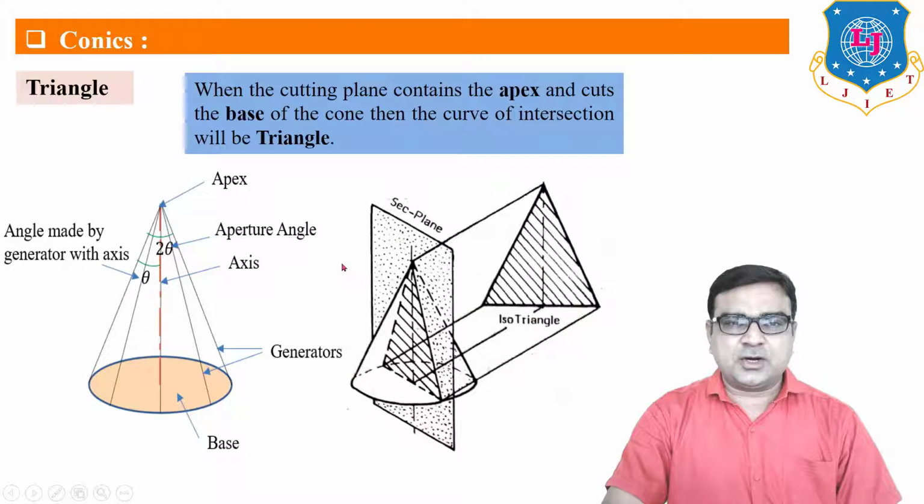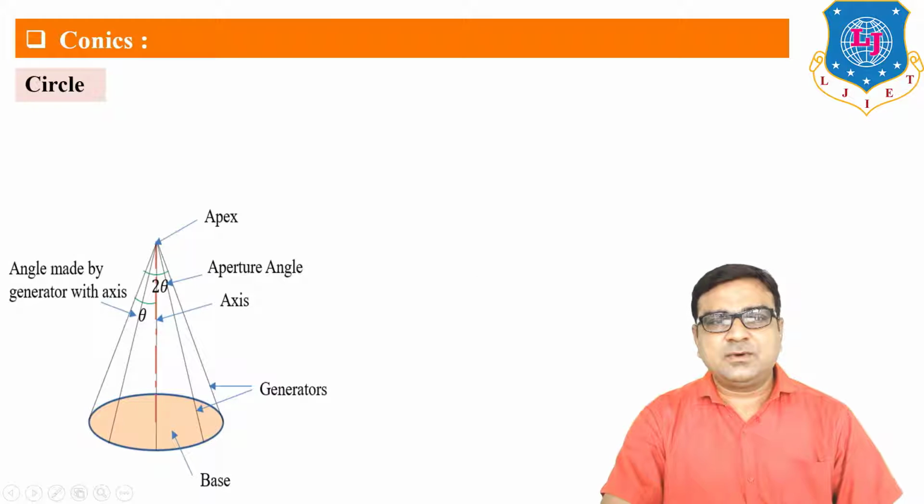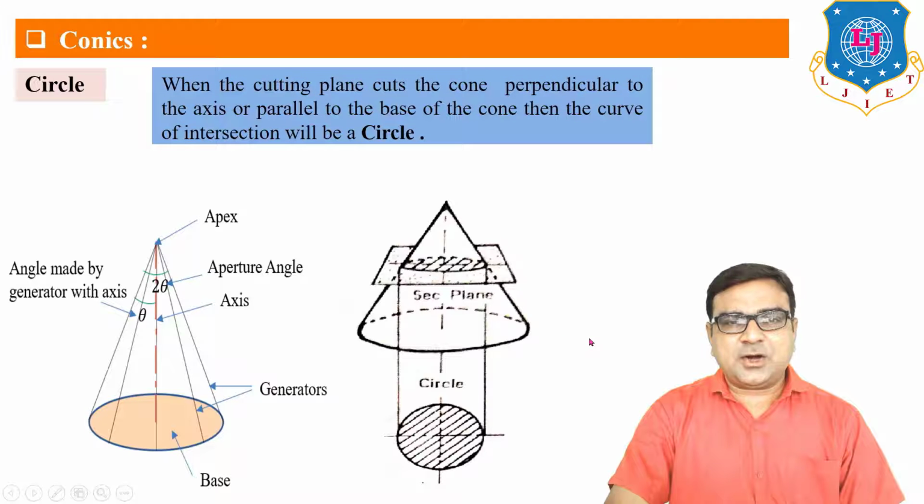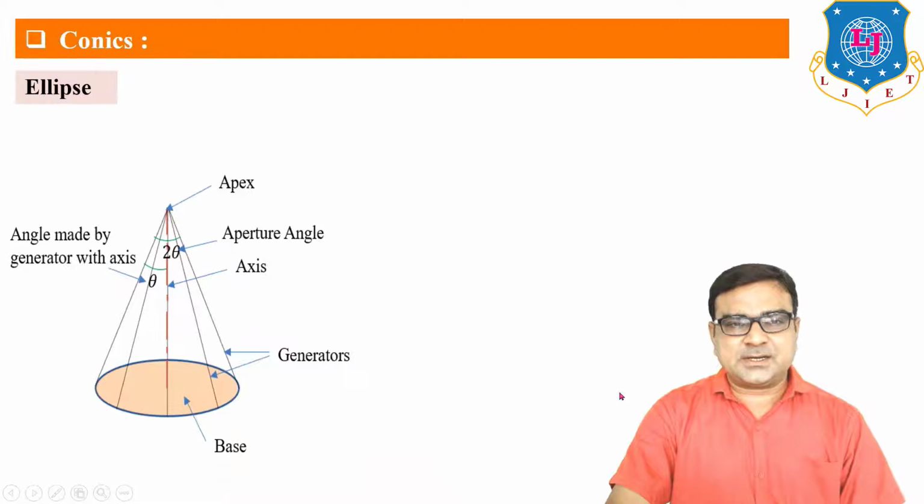If we cut the cone with a cutting plane that passes through the apex and axis, then the true shape of the section is a triangle. Now for the circle, when we cut the cone with a cutting plane positioned in such a way that it is parallel to the base and perpendicular to the axis, then the true shape of the section will be a circle.